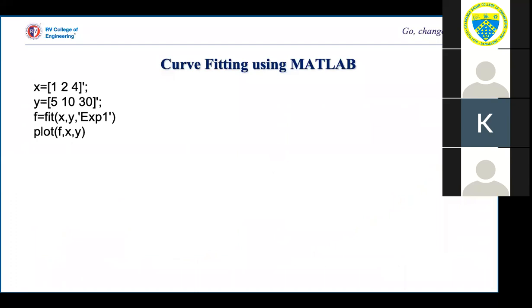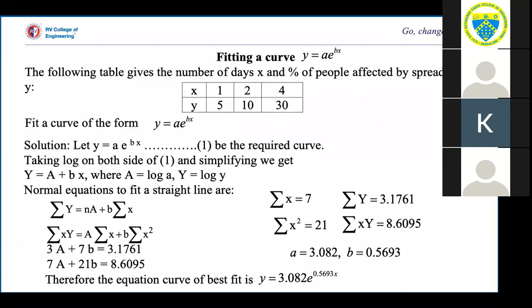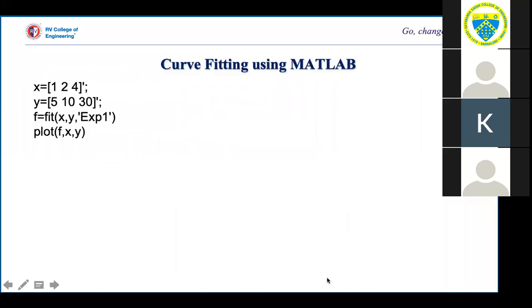So the function type here will be exp of 1. I have taken an example: the following table gives the number of days X and the percentage of people affected by the spread of a virus. It could be the current scenario. So the answer is y equal to 3.082 e power 0.5693. So let us see that.